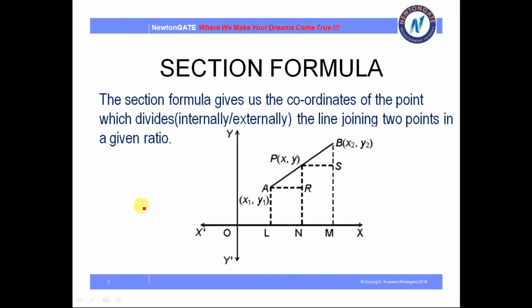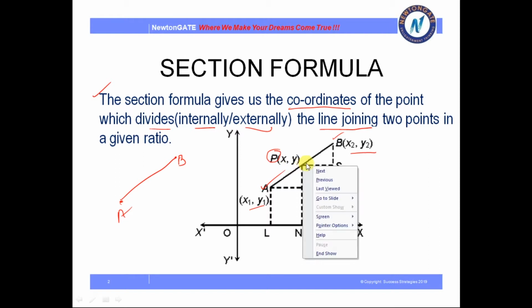So, let's begin with the definition of section formula. The section formula says that this formula gives us the coordinates of the point which divides internally or externally the line joining two points in a given ratio. So, a line which has 2 points, let's say this is A and B. Okay, take the example here. So, this is A and this is B. There are 2 points. The section formula gives us the coordinates of P.